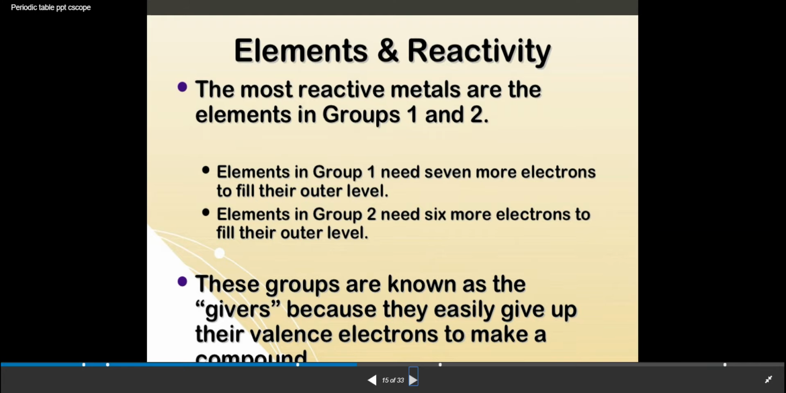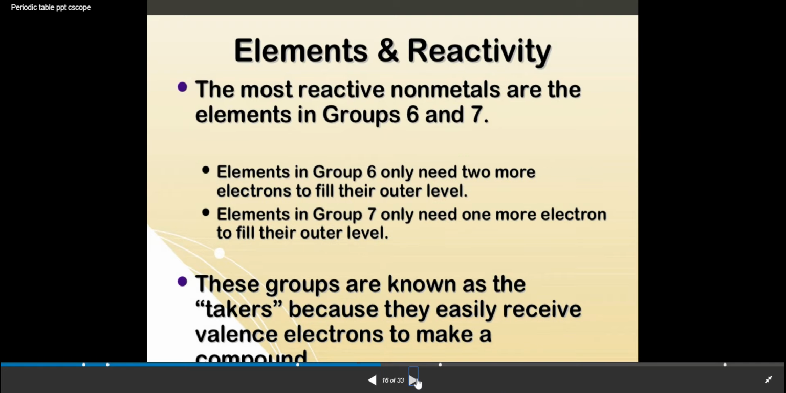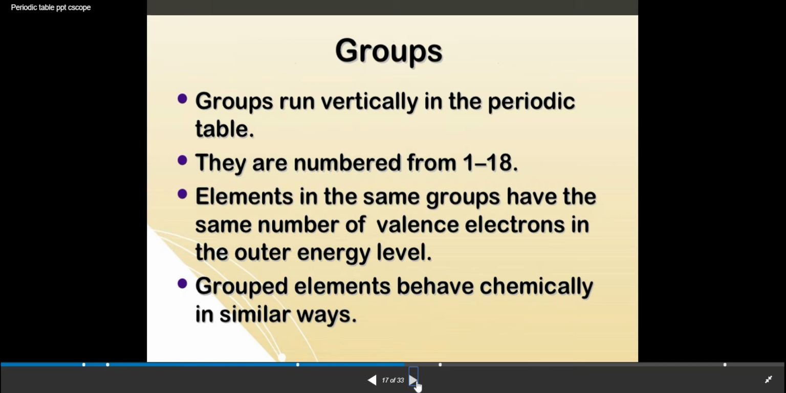The most reactive metals are the elements in groups 1 and 2. Elements in group 1 need 7 more electrons to fill that outer level, and in group 2 they need 6. These groups are known as the givers because they easily give up their valence electrons to make a compound. The most reactive nonmetals are groups 16 and 17. Group 16 only needs 2, and group 17 only needs 1 more. These groups are known as the takers because they easily receive valence electrons to make a compound.